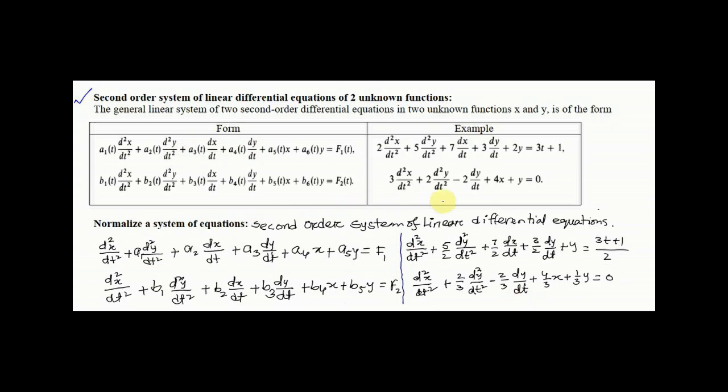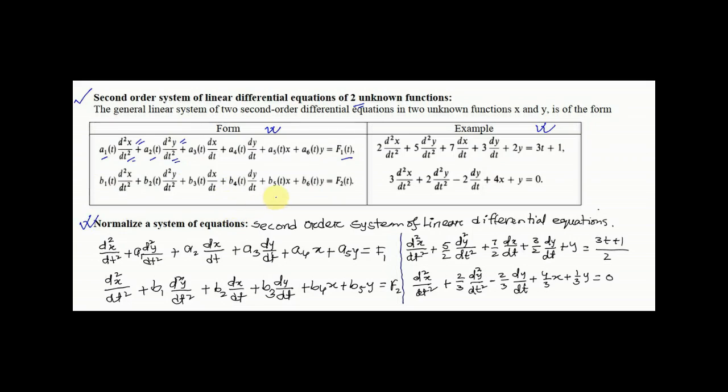Now the second order system of linear differential equations of two unknown functions. The standard form of the second order system of two unknown functions is given here. x, y are two unknown functions. This is second order, and we already know a1, a2 and f are functions of t or constants. Here is an example.